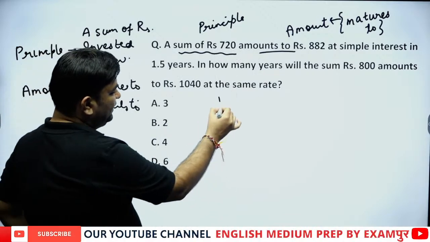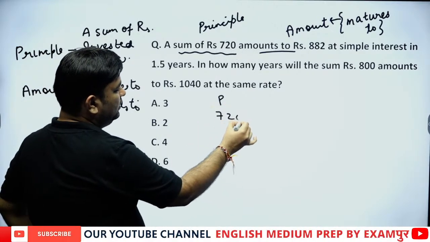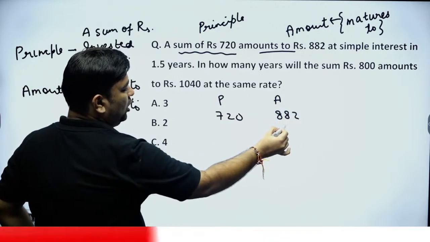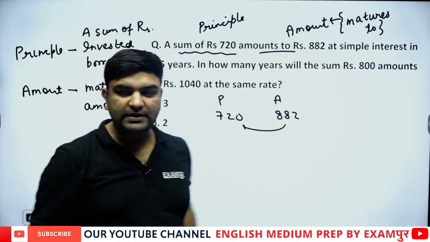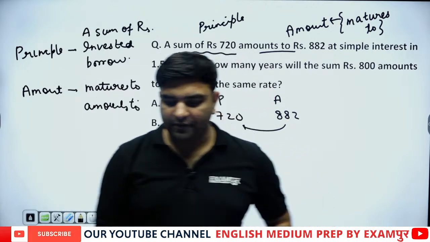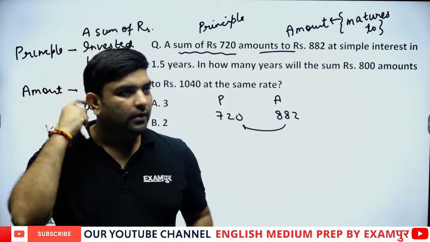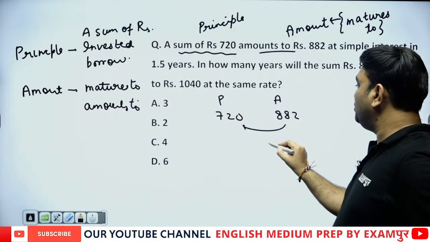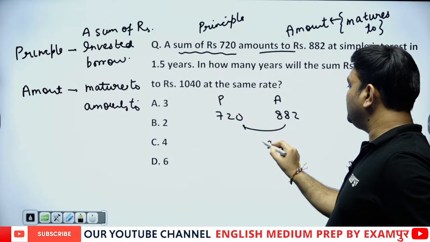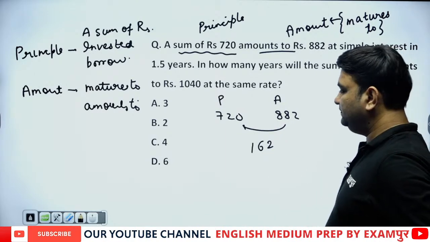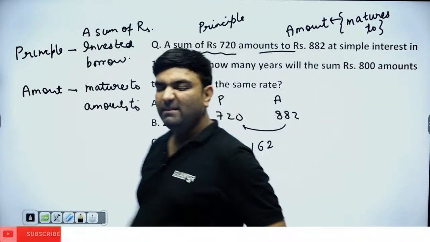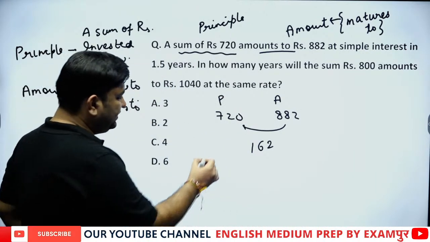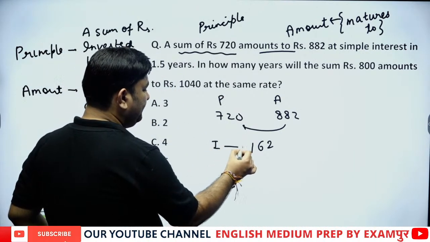So principal of 720 becomes amount of 882. How much is the interest? Amount minus principal. 2 minus 0, 2. 8 minus 2, 6. 162. Interest of 162.